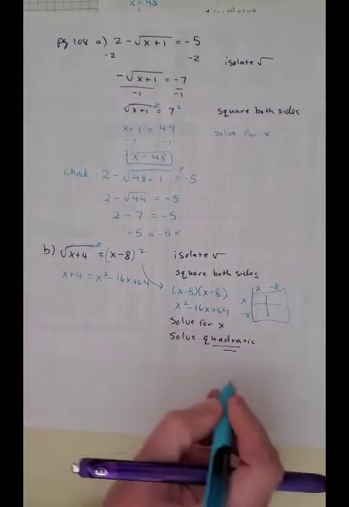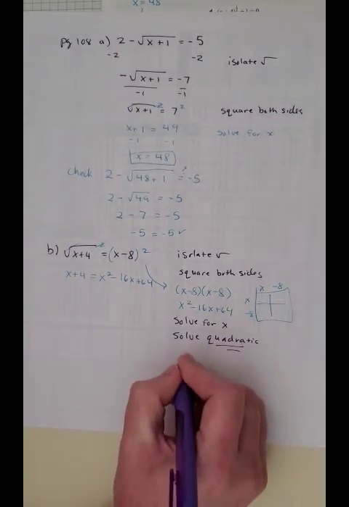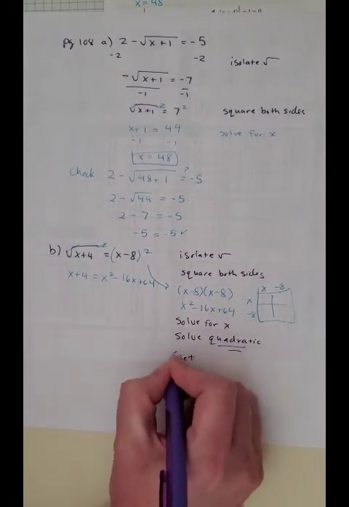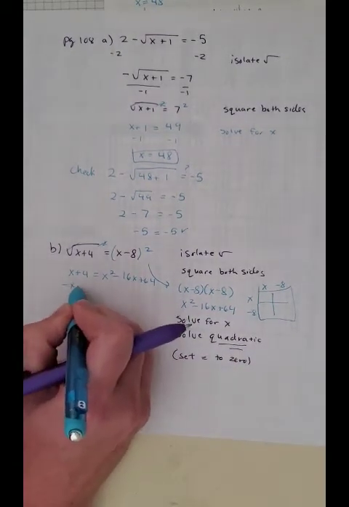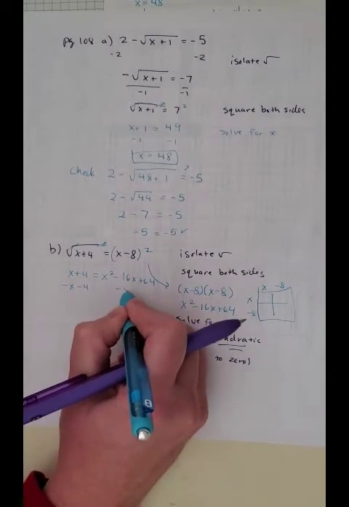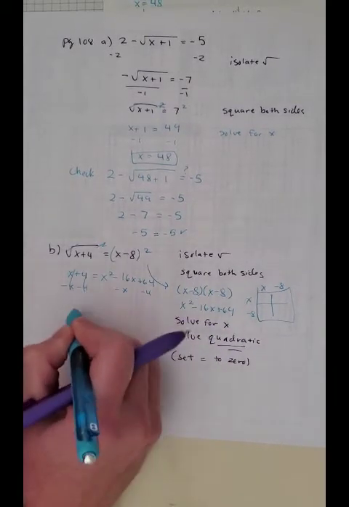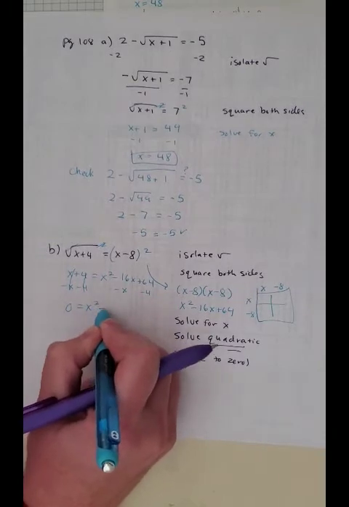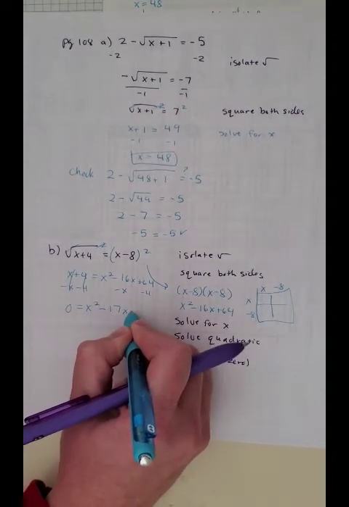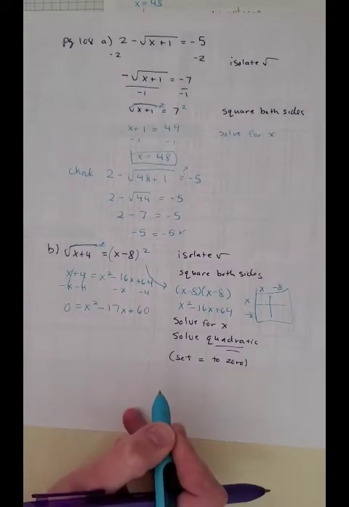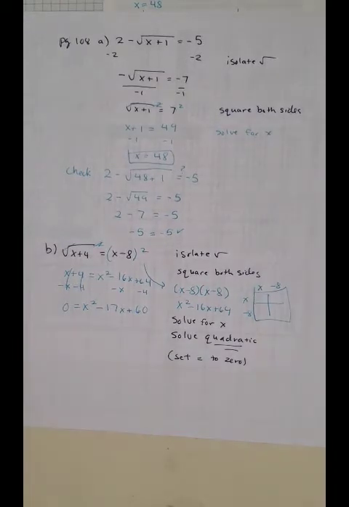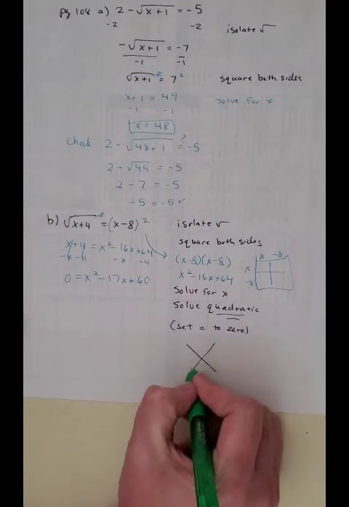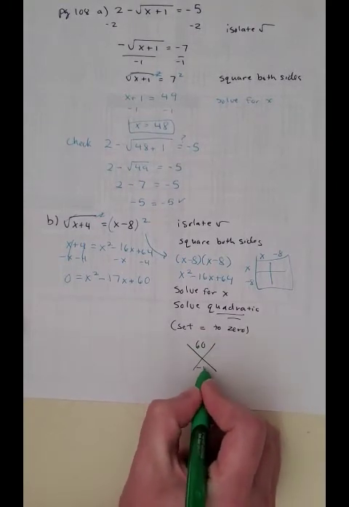So we're going to move everything over to one side. So we're going to set that equal to 0, by subtracting the x and the 4 from each side. So I'll subtract an x and a 4 from each side. So I get 0 equals x squared minus 17x plus 60. Now at this point you can choose either to try factoring or go directly to the quadratic formula. I'm going to try factoring. I'm going to see, is there anything that multiplies to 60 but adds to -17?